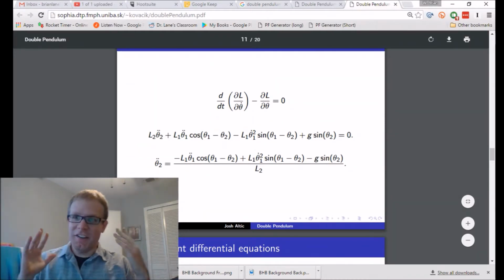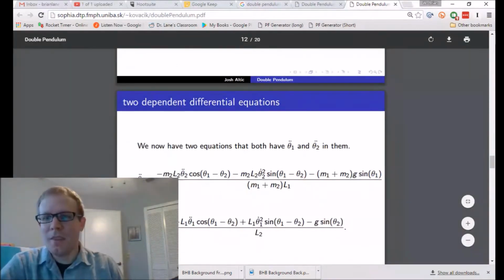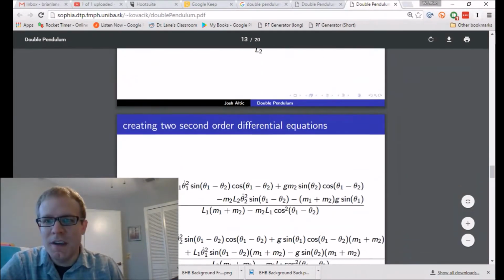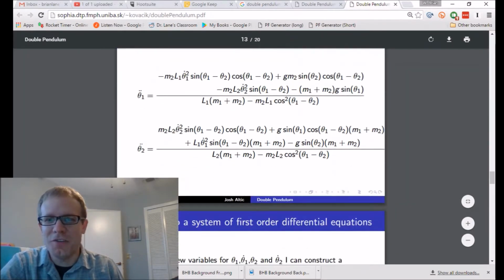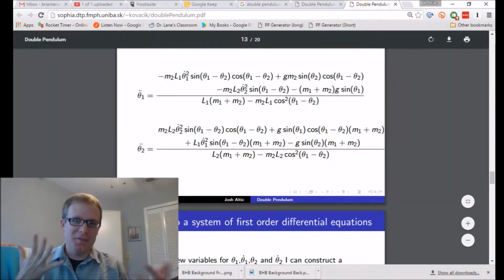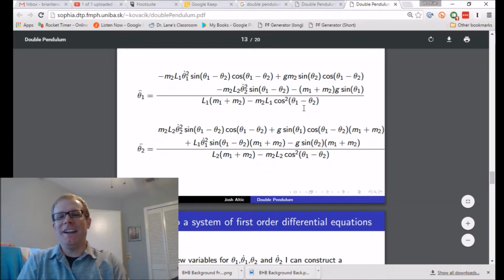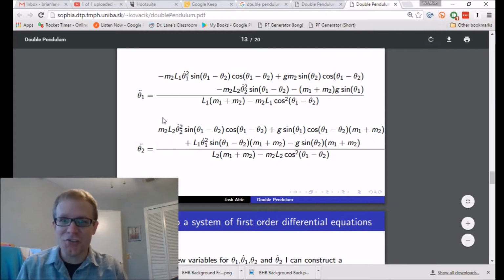Fortunately, they are linear in those and can be solved to separate the two second derivatives. And so you end up with this monstrosity for theta 1 double dot. You end up with this monstrosity for theta 2 double dot. Now, this is not something you can solve by hand, right? So you can't give somebody this on an exam and say, here, solve this. This is as far as you can get algebraically.